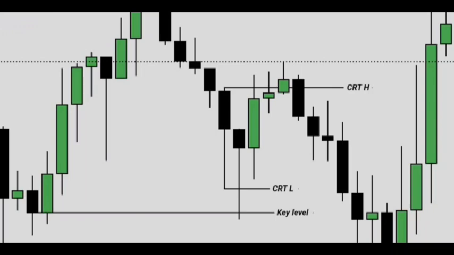So at this point, all I will be looking for is for the 5 a.m. to come, stab into my CRT low, stab into my key level. From my key level, I start looking for my model 1 entry, and I will take the trade.